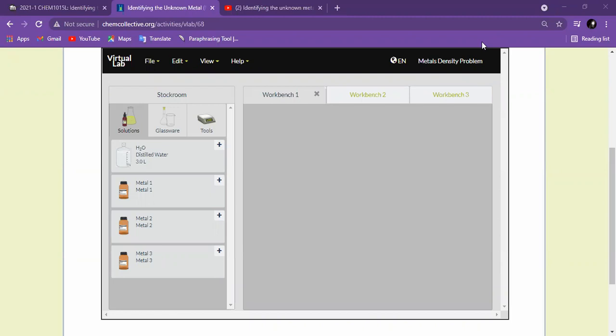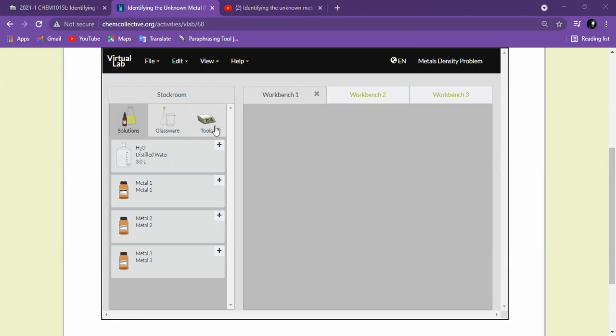However, I do know that the density of silver is 10.5, rhodium is 12.4, and platinum is 21.45 grams per cubic centimeter. Therefore, I will now conduct an experiment to obtain the density of what are now three unknown metals in order to relabel the bottles again.